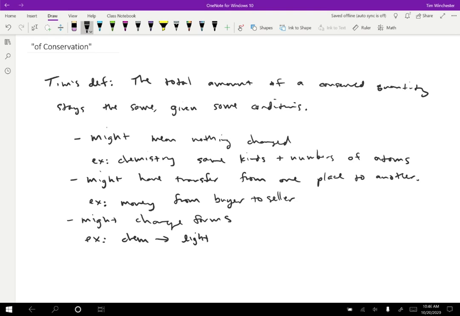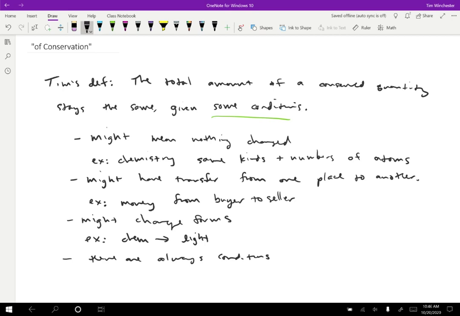And then the last part I want to draw your attention to is the conditions. Okay, so the conditions are important, and there are always conditions. Okay, so the conditions are different in each case, and I'm going to give you some examples in the next video. But if the conditions are not met, then something is not required to be conserved. So conservation laws always have rules. Sometimes they're implied, but they're always there. And sometimes we might just not know what the rules are.